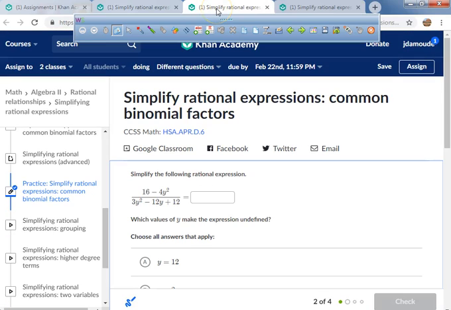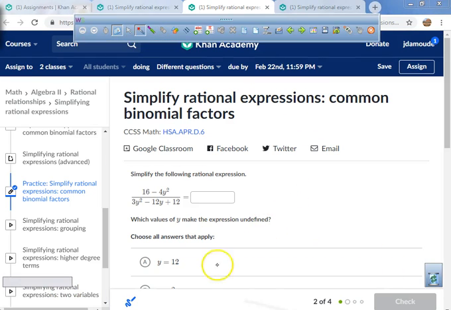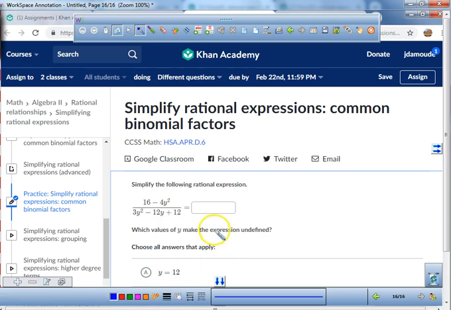Now what we're going to do is how to factor binomial factors. So right now we're going to go ahead and do a couple of these. All right, we'll do a couple of these. So go ahead and write down this problem right here. All right, so we're going to do two things. The first thing we're going to do is simplify the rational expression, and we're going to figure out which numbers make the denominator undefined.